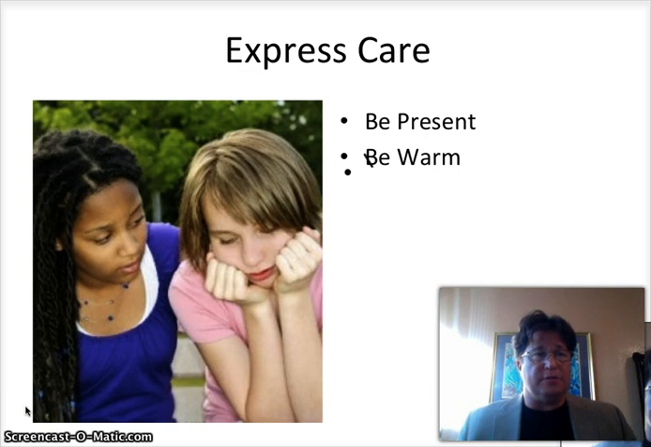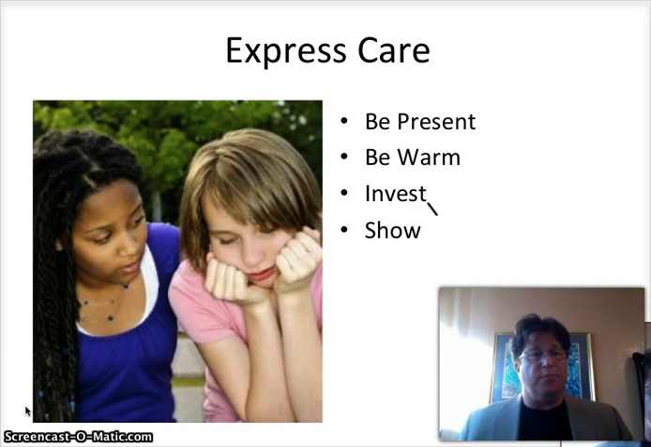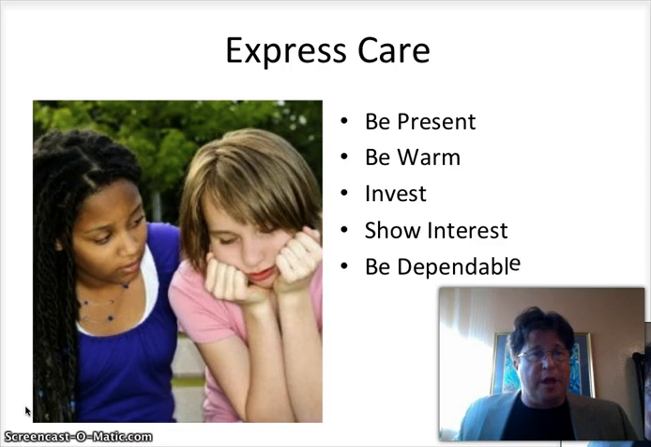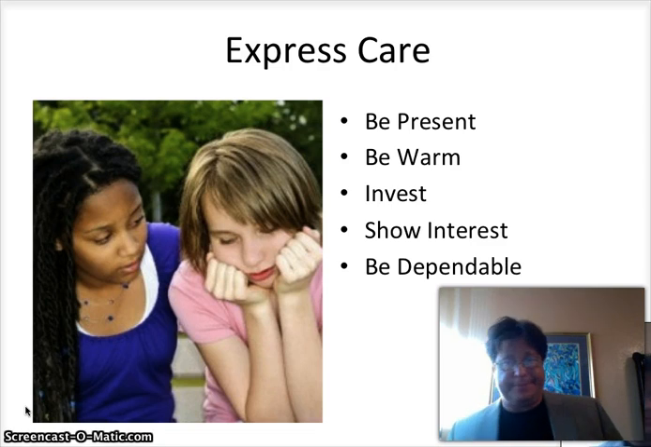The third factor is to invest, to commit time and energy into doing things for your students and with your students. The fourth is to show interest, and this is where you make it a priority to understand who your students are and what they care about. And lastly, for expressing care, you need to be dependable. You need to be someone that students can count on and trust.